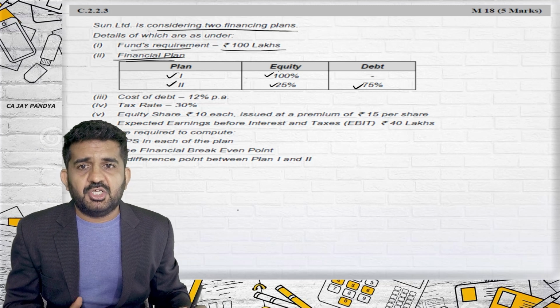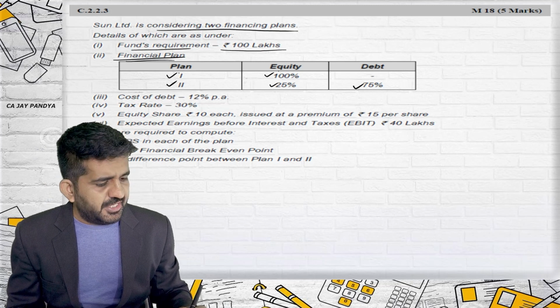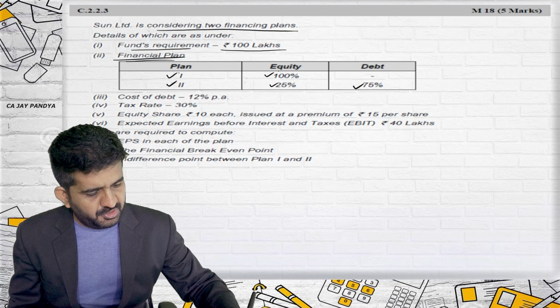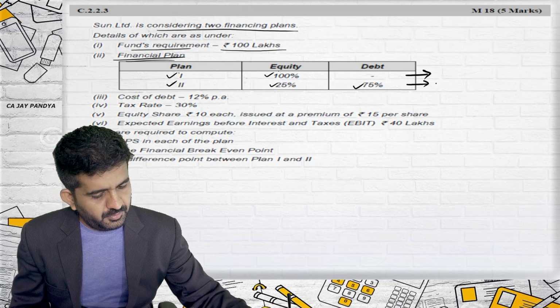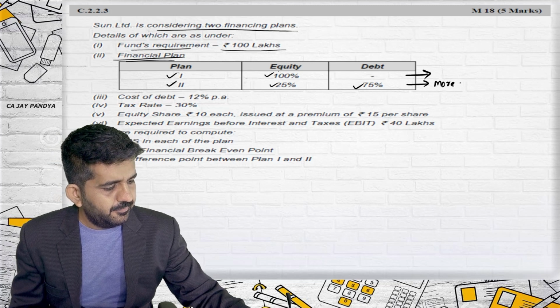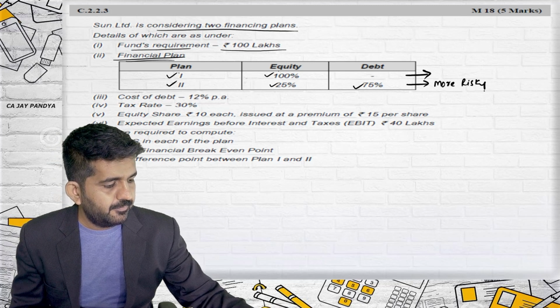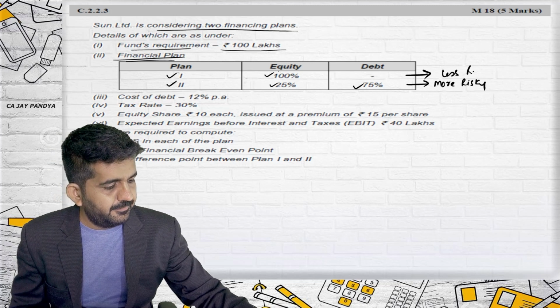At this stage, Darshita, can you fast tell me which plan is more risky, plan 1 or plan 2? Plan 2. More risky? Yes. Plan 1 is less risky.